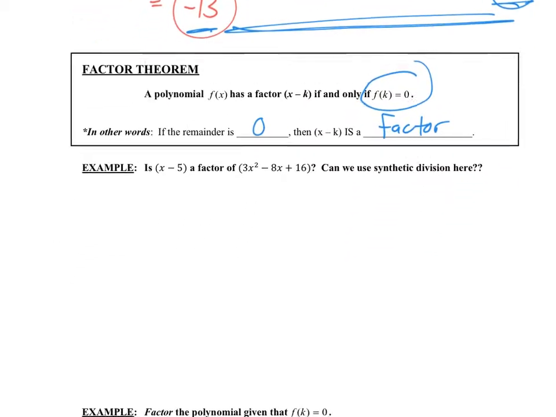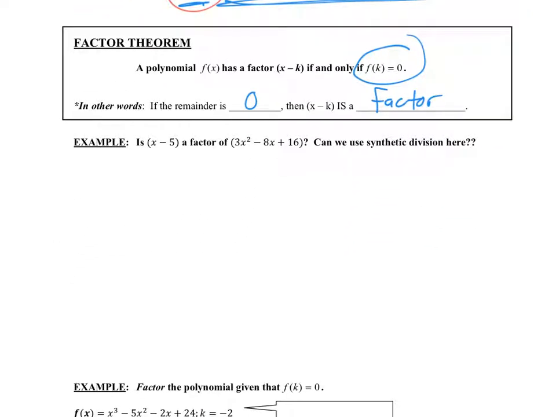So let's show how this works. Is x minus 5 a factor for 3x squared minus 8x plus 16? It says, can we use synthetic division here? The answer is yes, we can. If we do synthetic division, k equals positive 5, 5 goes in the box. Look at your coefficients. Are there any exponents that are skipped? No, we go from x squared to x to 16, so we're good there. So we list our coefficients.